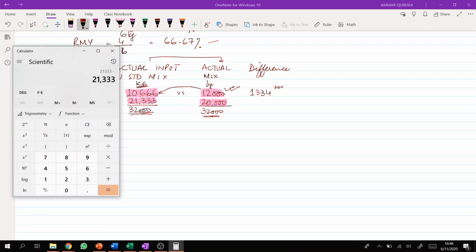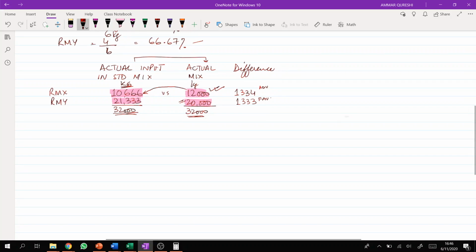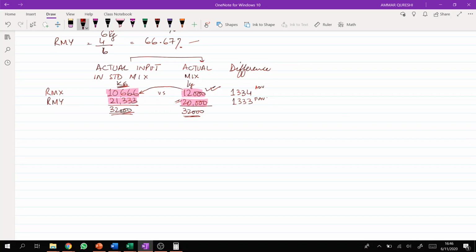21,333 minus 20,000, that makes around 1,333, right? Since actual consumption was lower, you will say that this is favorable. But again, this is not variance, this is just the difference. Now what we have to do is multiply both differences with the standard price. Just mark my words, we have to multiply this with the standard price.